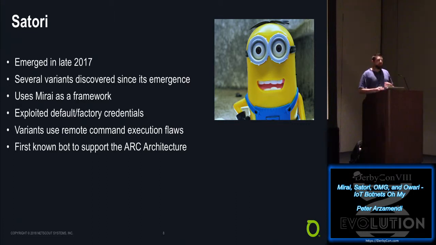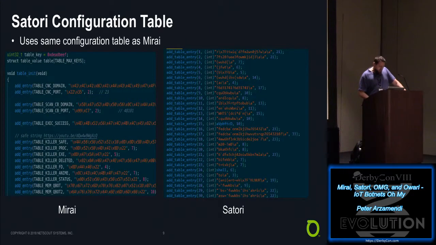Now let's take a look at some of the code sharing that Satori uses from Mirai. This first example here, we see Mirai's table init function. You can think of it as a configuration table. In there, it stores information about where the CNC domain is or where the CNC port is, and these values are stored. If you look at the strings, they're stored obfuscated, and we'll look at that obfuscation technique in a minute.